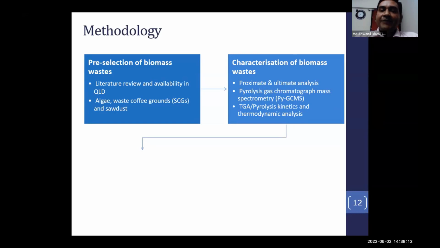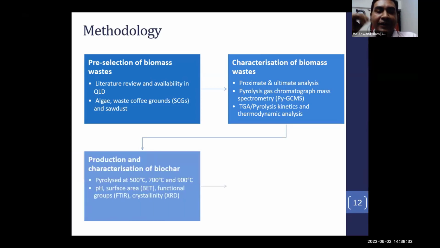Then I characterized the biomass by proximate and ultimate analysis, and I also did pyrolysis gas chromatography mass spectrometry, thermogravimetric analysis, pyrolysis kinetics, and kinetic and thermodynamic analysis. And finally, I produced the biochar and characterized it by analyzing the pH, surface area, functional groups and crystallinity. I did the pyrolysis at three different temperatures based on the thermogravimetric analysis. We will be talking very soon about those selections.